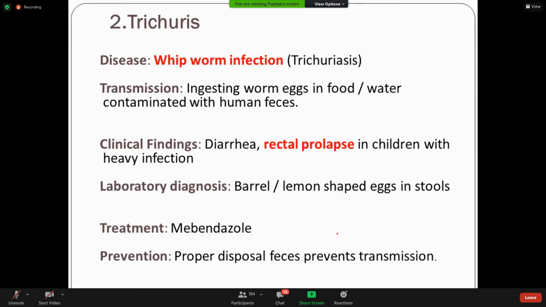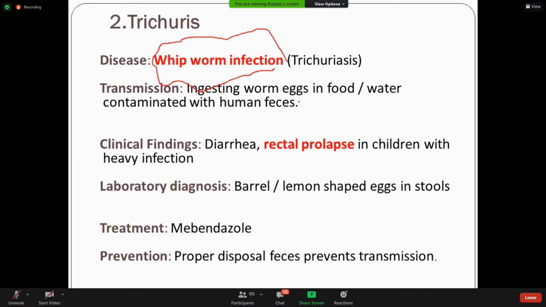Second worm is Trichuris. Trichuris, the other common English name for it is whipworm infection. It's just like a whip, with a stout part, and then, I shouldn't say proximal and distal part. The anterior part is just like a thin whip-like, and the other part is thick and stout.